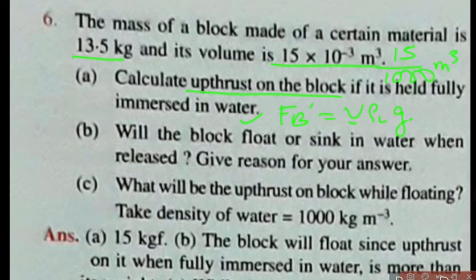Next we need to calculate whether the block will float or sink in water when released. If FB dash is more than the weight, obviously it will float; if FB dash is less than the weight, it should sink. And last, what will be the upthrust on the block while floating? Here they are already saying it is floating, so while it is floating, what will be Fb? I hope you understood the question. The density of the liquid is also given, which is 1000 kilogram per meter cube. So let us try to solve it.